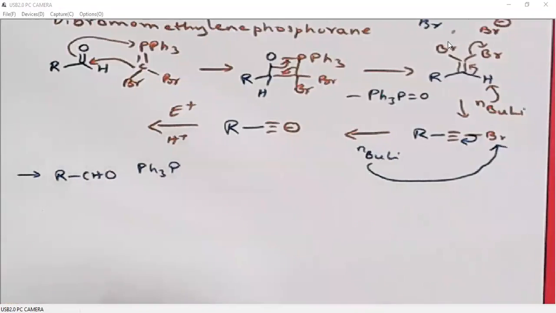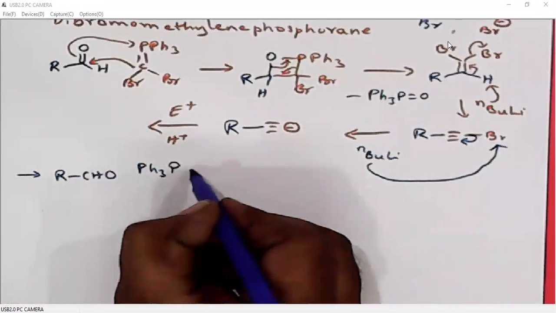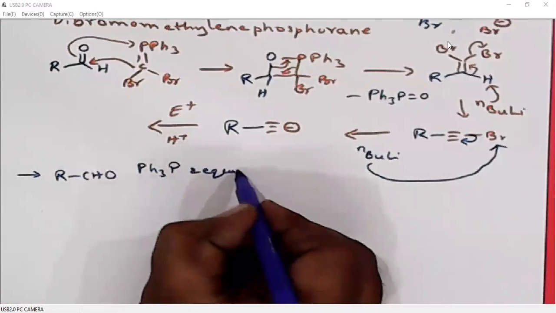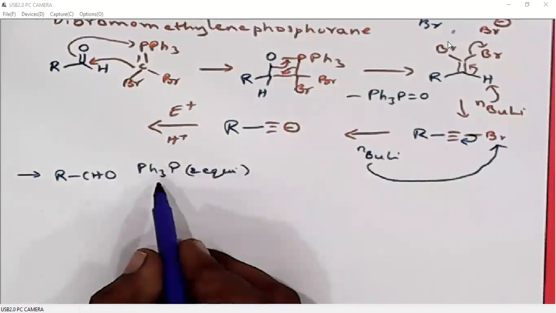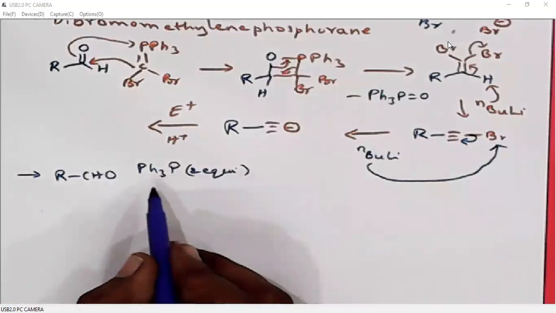Generally, we use 4 equivalents of triphenyl phosphine, and the byproduct is triphenyl phosphine oxide, which we have to separate by column chromatography only, right? It will not dissolve in water, so we need to purify it by column chromatography. So it takes a lot of time to purify the compound. At the same time, it leads to pollution problems, right? So that is why we must reduce the use of triphenyl phosphine in this reaction.